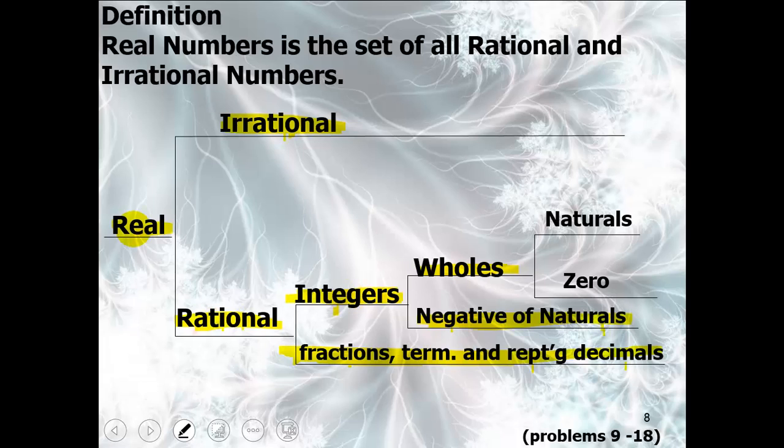All right? The wholes could be a 0, okay? Or it could be the naturals, right? If it's 0, then it's a whole. If it's a whole, it's an integer. If it's an integer, it's rational.